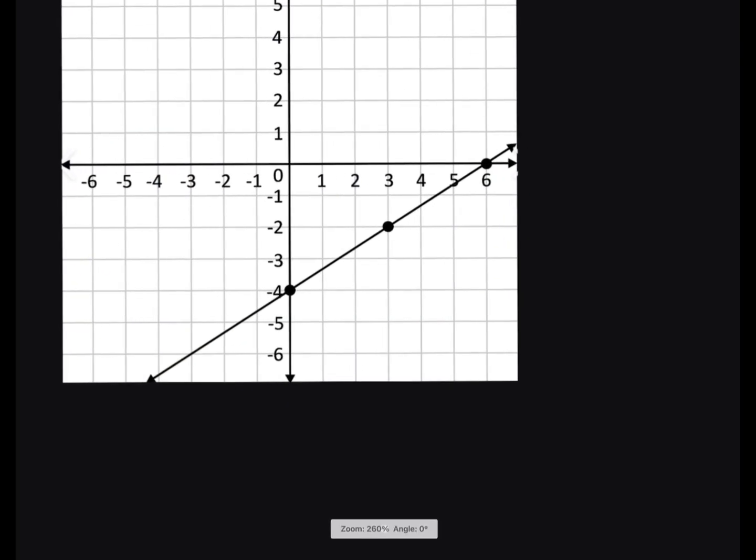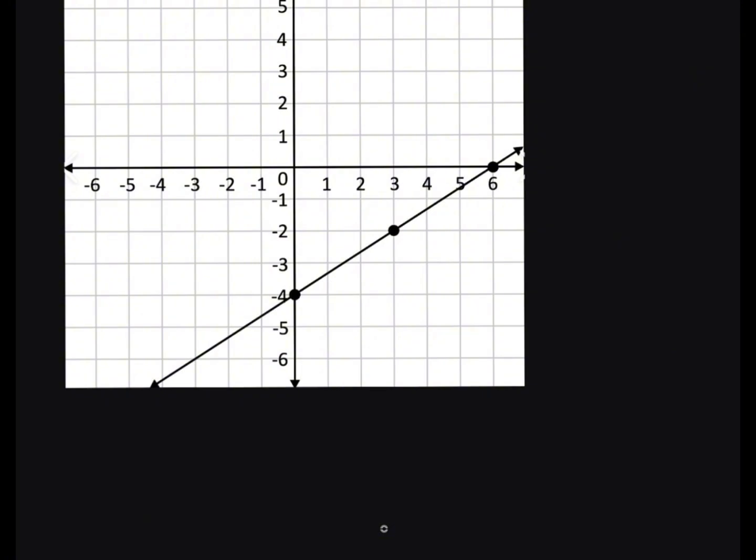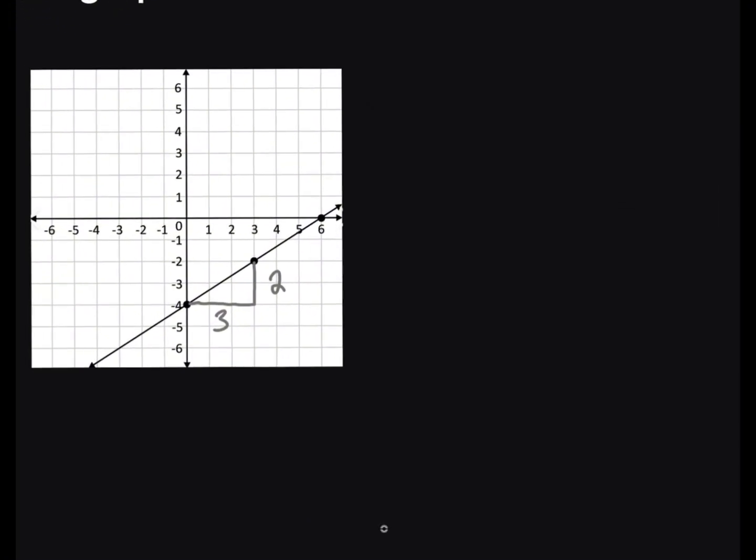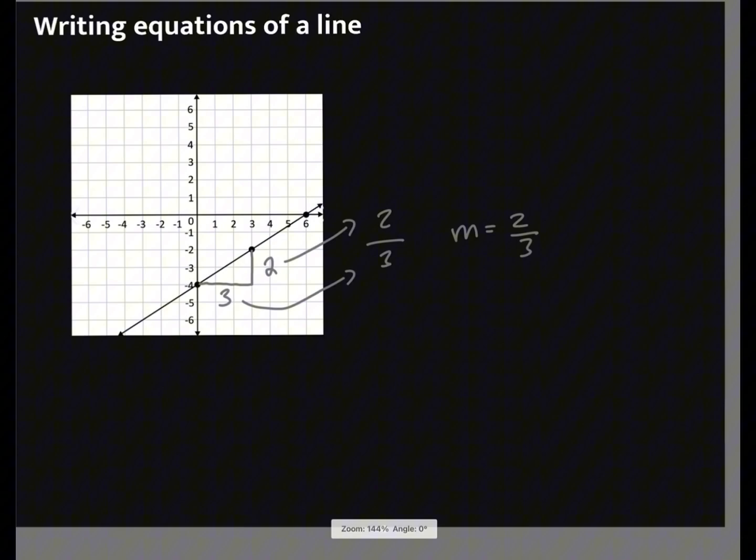There's also an easier way to find the gradient using a little triangle. Imagine drawing a right-angled triangle along the line, using the horizontal distance and vertical distance between 2 points. The gradient is just the vertical distance divided by the horizontal distance, rise over run. This method is quick and super handy. Now we know our gradient is 2/3.